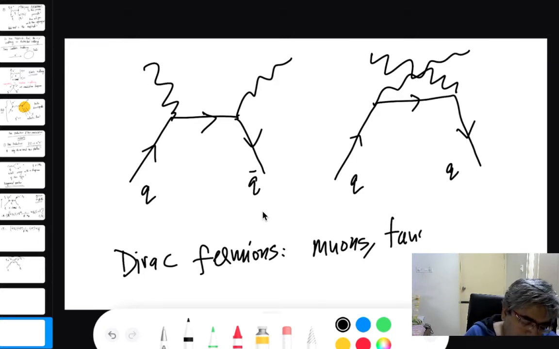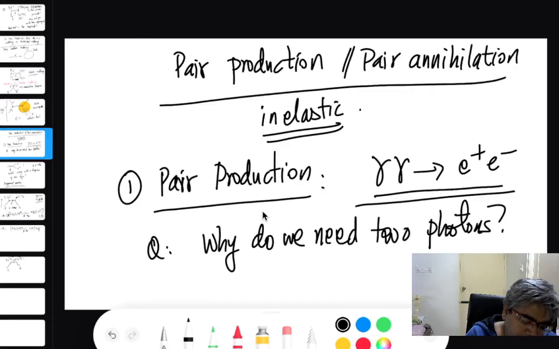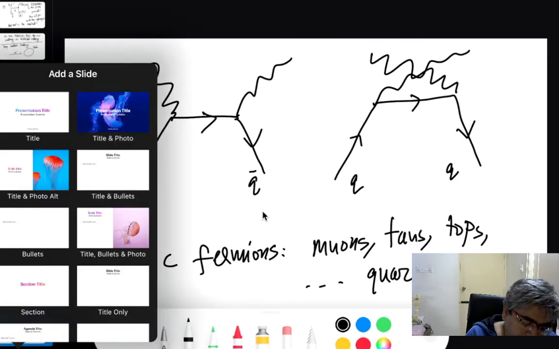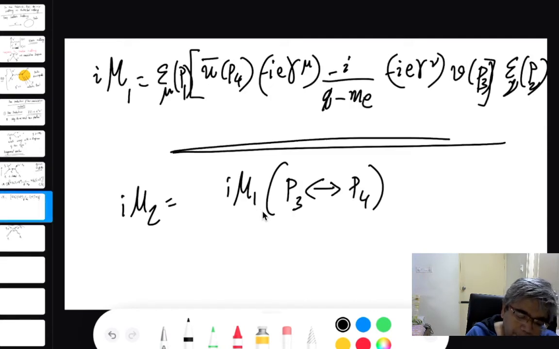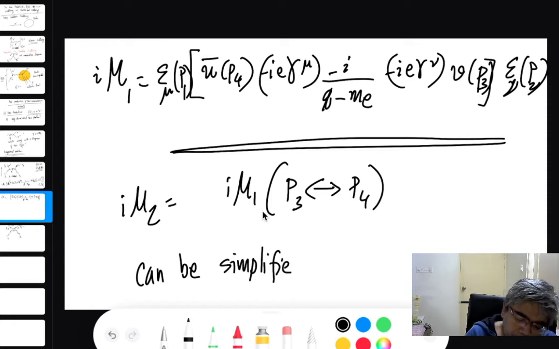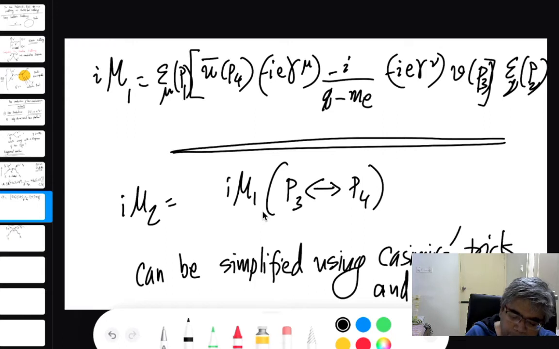Now, you can simplify all these amplitudes which we are looking at by using various tricks. For example, all these amplitudes can be simplified using Casimir's trick and the trace formula. There are the Casimir trick, the trace formula, and also the properties of the Dirac solutions, the Dirac momentum space solutions. You can use all of these things and simplify it and get a nice form.